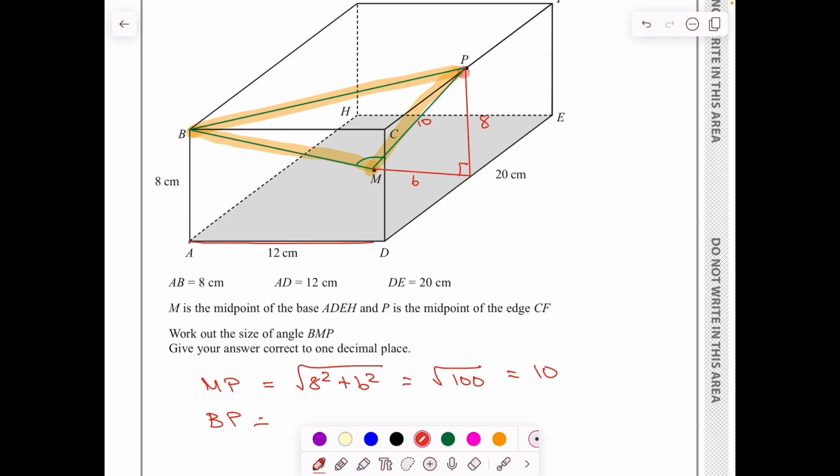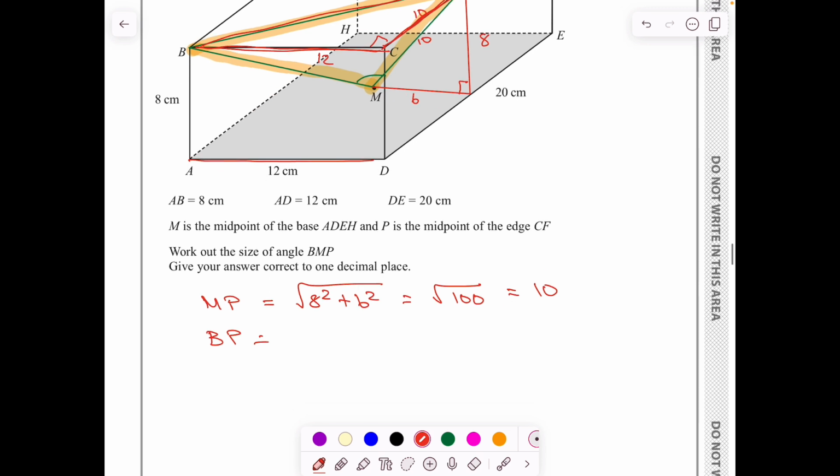Because here we have a right angled triangle with the corner. So that's a right angled triangle, and we can use that to find BP. We know that this whole side here is 12. And then halfway along this edge, instead of the whole way, which is 20, halfway must be 10. Okay, so that bit is 10 as well.